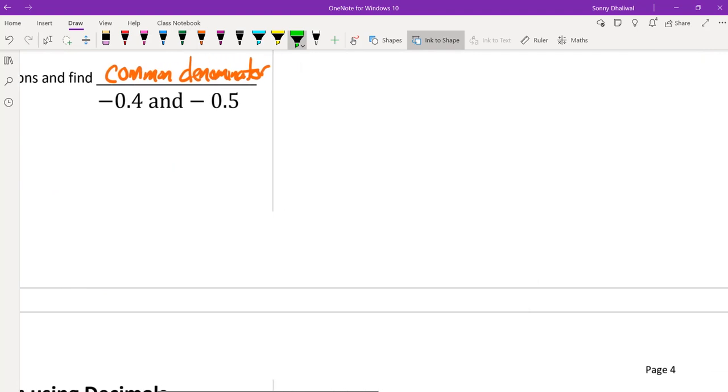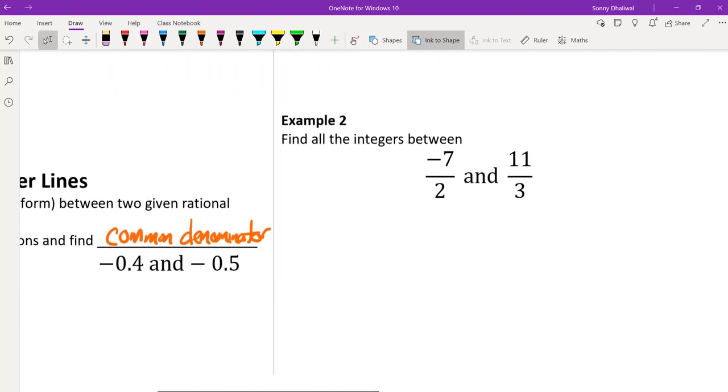Okay, going over here is a slightly different question. Find all the integers in between these numbers.